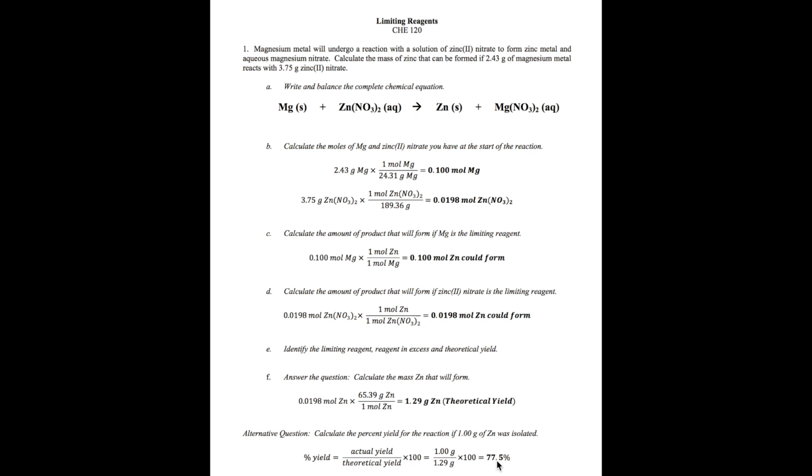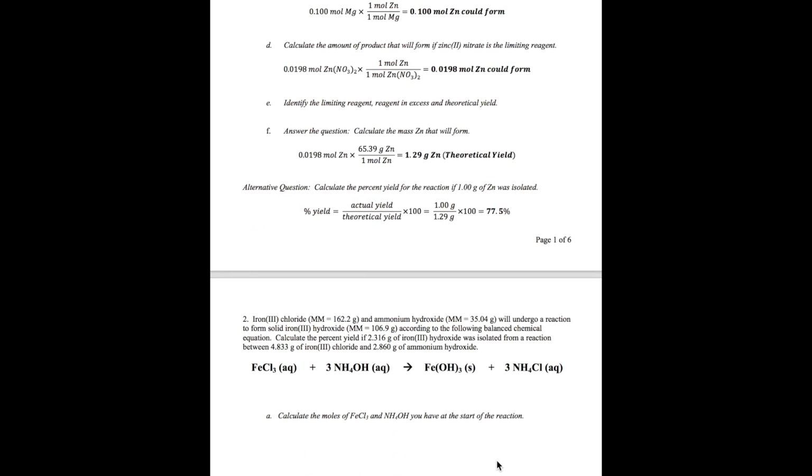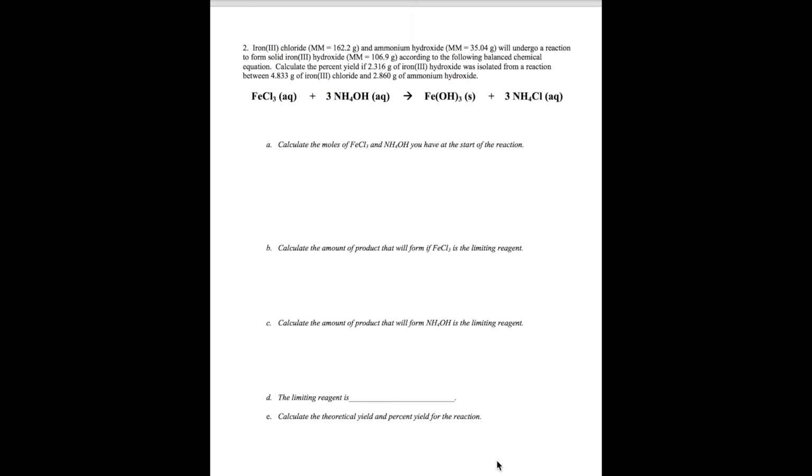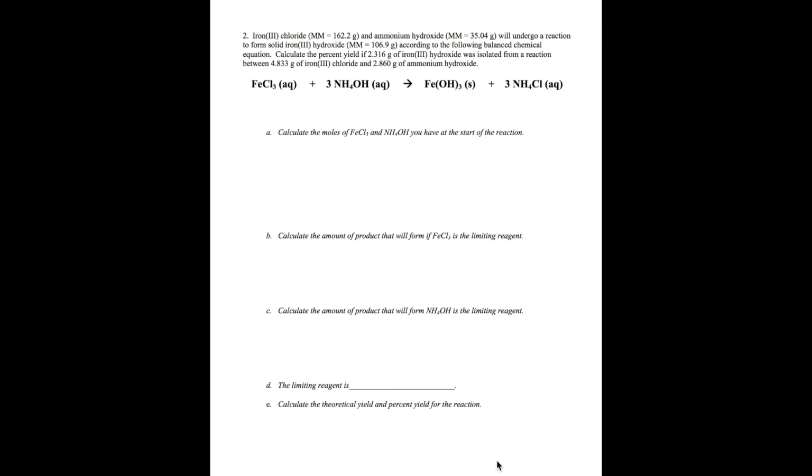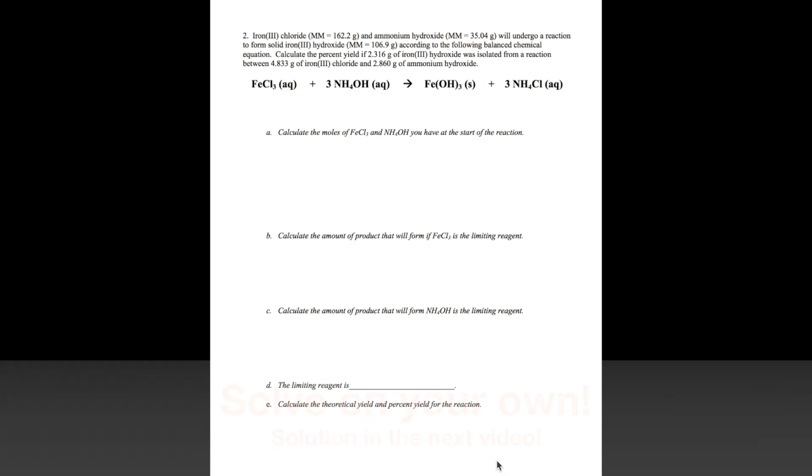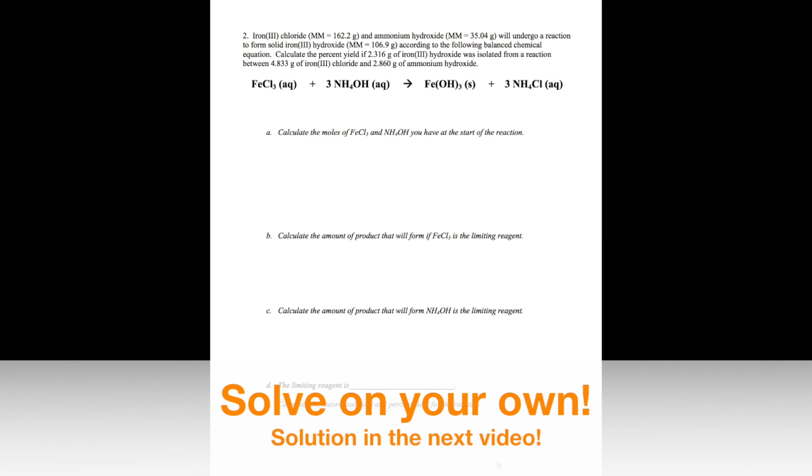Now, question number 2 in your packet looks at the reaction of iron 3 chloride and ammonium hydroxide. I've given you the balanced chemical equation. I've walked you through the steps in this problem. I want you to now solve this problem on your own. Pause the video and solve this problem on your own.